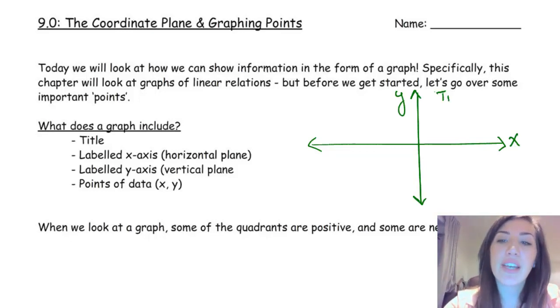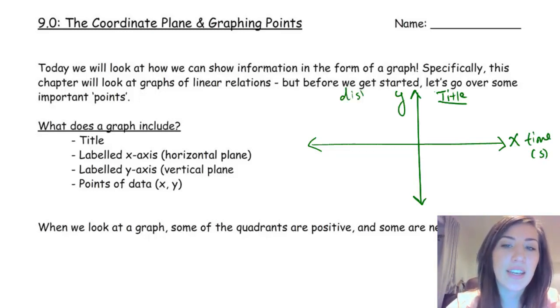We're always going to have a title, which we underline at the top. And then we're going to label these axes. So here I'm going to say x means time in seconds, and I'm going to say y means distance. And we're going to say that we use meters for distance. And then we have points of data, so we have, say, a point here, and a point here.